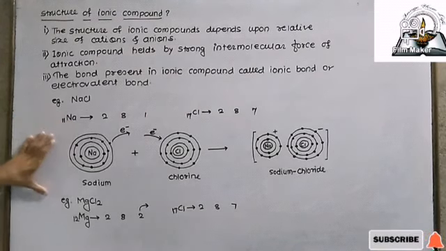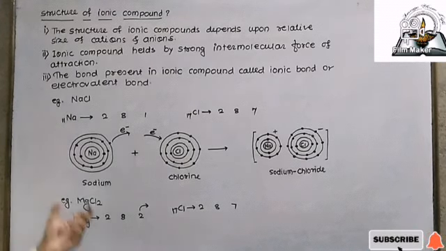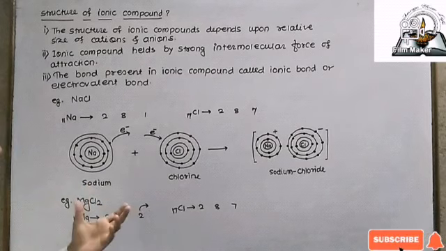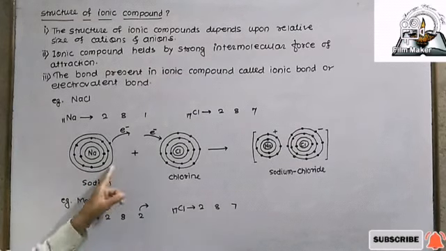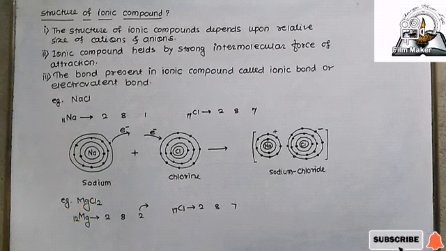Both sodium and magnesium are metals and have a tendency to lose electrons. By losing 1 or 2 electrons from the respective element, they acquire a positive charge, and respectively chlorine has a tendency to gain electrons, and the sodium chloride or magnesium chloride molecule is formed by the transfer of electrons. This is the structure of ionic compound.